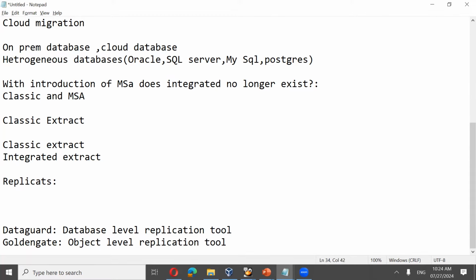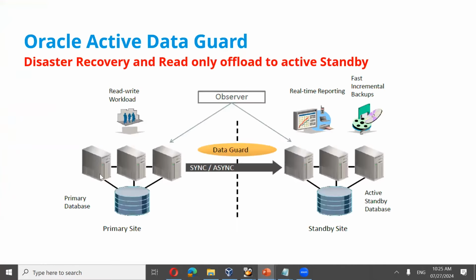So GoldenGate works on your application data. Whatever object changes are happening, only those get replicated using Oracle GoldenGate. We'll discuss more on this. In Data Guard, whatever changes are happening on the primary database will be synchronized onto the target database.